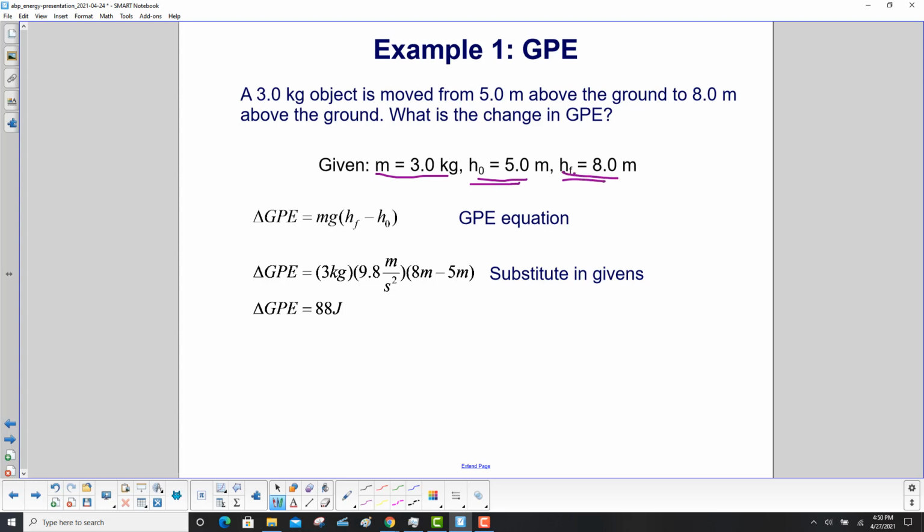So we've modified the equation a bit to be just not GPE equals mgh, but we're going to find the change in GPE between two different heights. So it'll be mg times h final minus h0, and it's always final minus initial. We then substitute in our givens, and we find that the change in GPE was 88 joules. It increased.